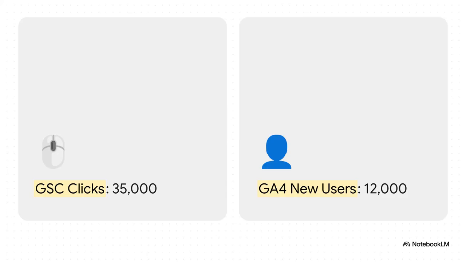I'm sure you've seen a screen that looks a lot like this one. Google Search Console is over here celebrating like, hey, you got 35,000 clicks. But then you pop over to GA4 and it's telling you a much different story, only 12,000 new users. That's a huge gap. The key thing to realize is this isn't an error. It's actually a clue that these two amazing tools are measuring two totally different but equally important things.